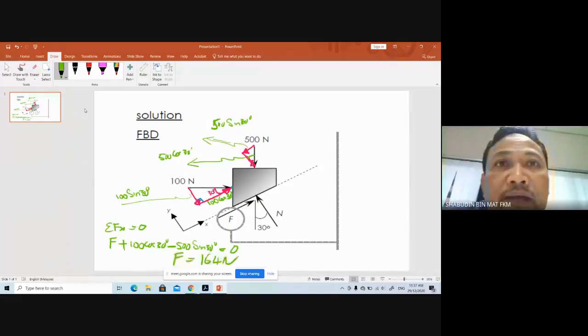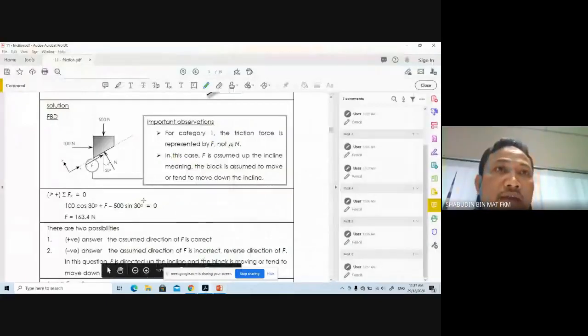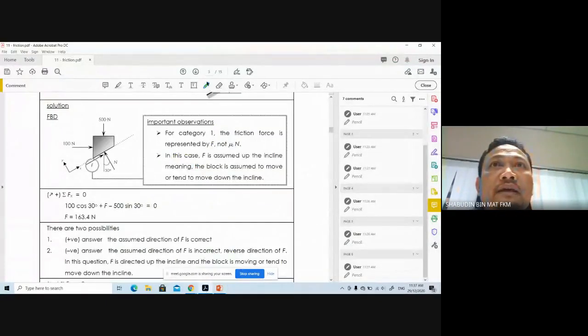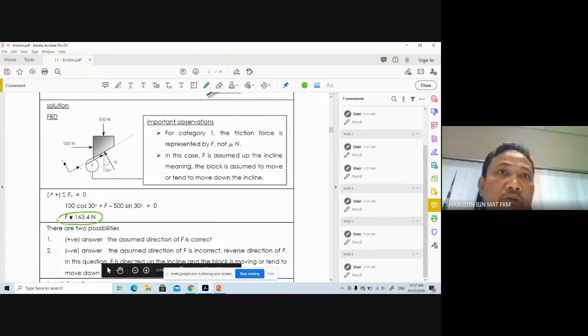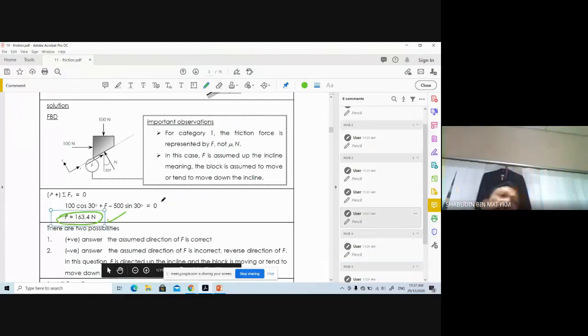Summation of force in X is equal to 0. Nothing else. You have force F plus 100 cos 30 degrees minus 500 sine 30 degrees equal to 0. Then you can get F is equal to 164 Newton. Your force F now is going to be 164 Newton. Now you're going to analyze it.